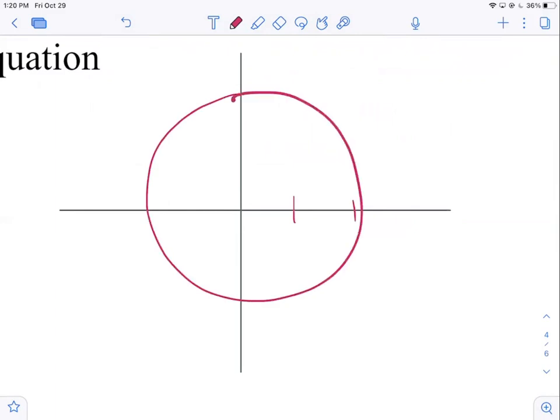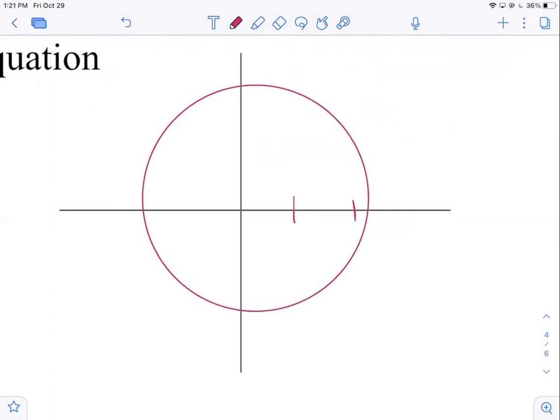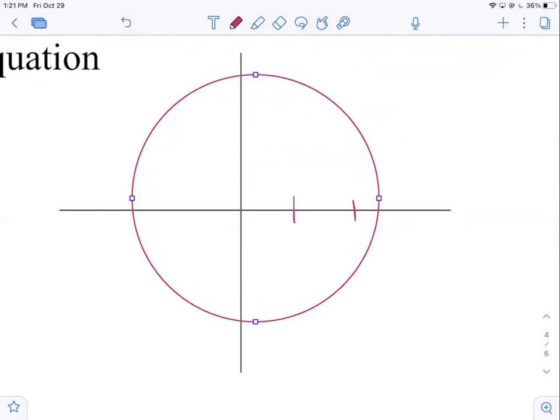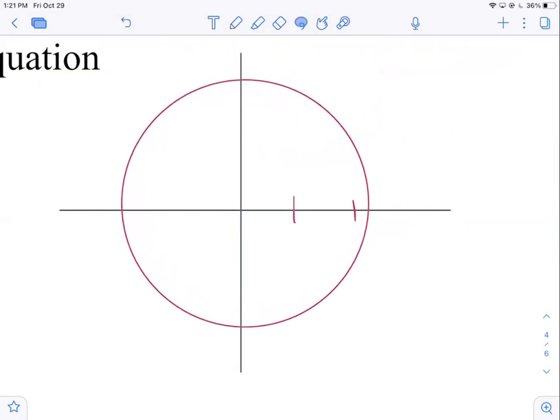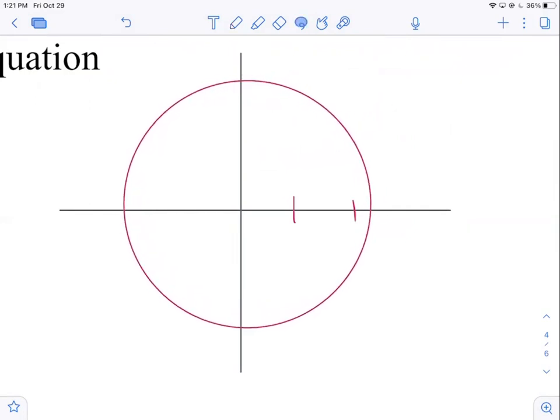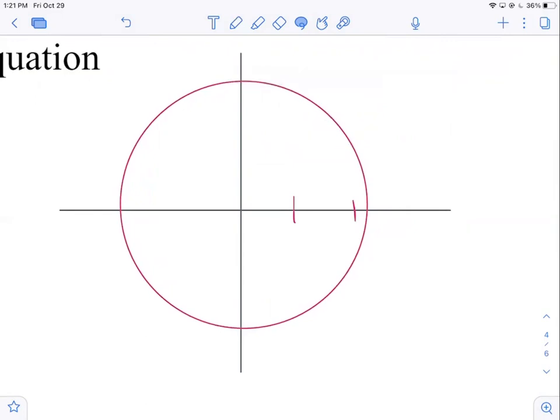Now, because Notability has circle capabilities, it's just so nice being able to do this. Then we can move the circle, and we can just try to center it. But let's just say that this is 2. And then we'll cut that in half and call it 1. This will be 1. This will be 2. Negative 1, negative 2.